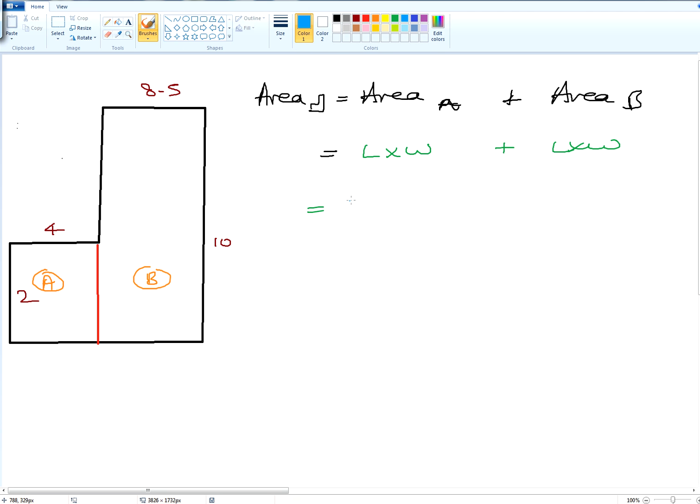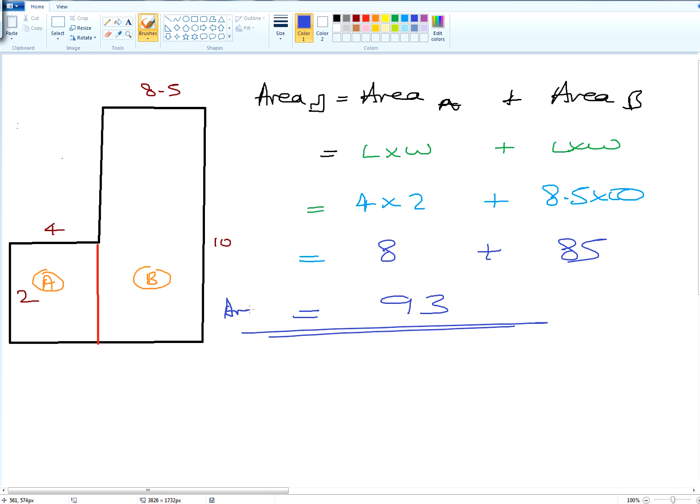So the length and width of the first rectangle will be 4 times by 2. And the length and the width of the second rectangle B, we've got 8.5 and 10, so 8.5 times by 10. So 4 times by 2 will give us 8. And 8.5 times by 10 will give us 85. And then if you add them all together, that gives us 93. So the area of the composite shape is 93.